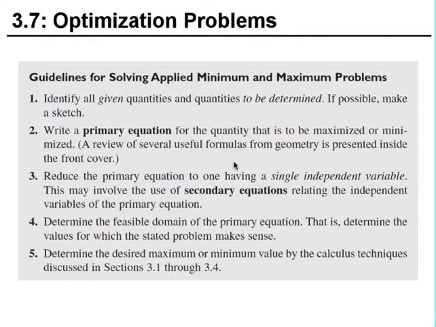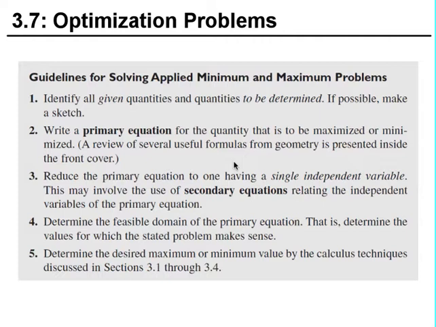Reduce the primary equation to one having a single independent variable. This may involve the use of secondary equations relating the independent variables of the primary equation. In fact, you will pretty much always write a secondary equation. Determine the feasible domain of the primary equation. That is, determine the values for which the stated problem makes sense. So basically, when it says feasible domain, a lot of these you can't have a negative number. So if you find a negative number, you have to throw that solution out and only use the positive solution.